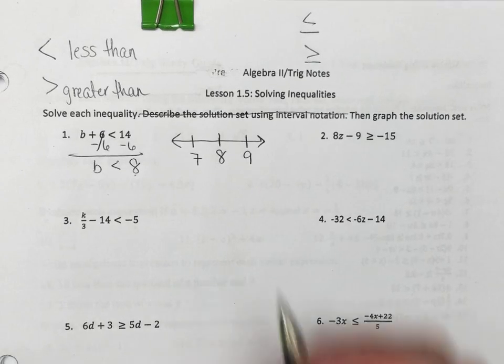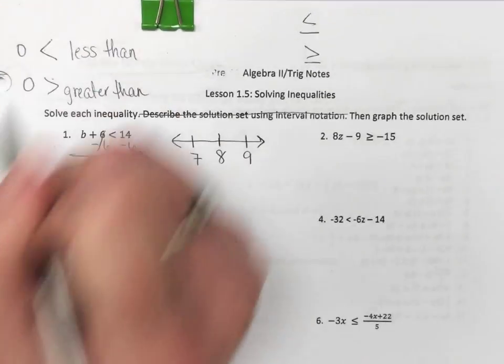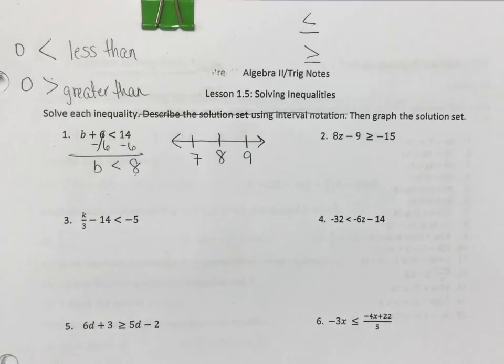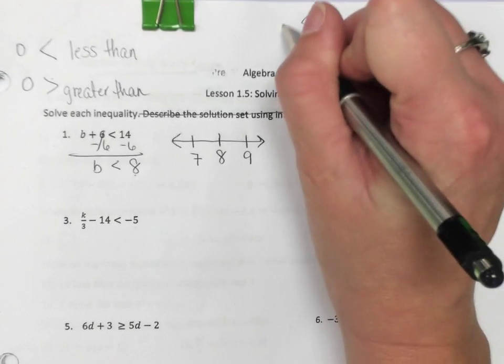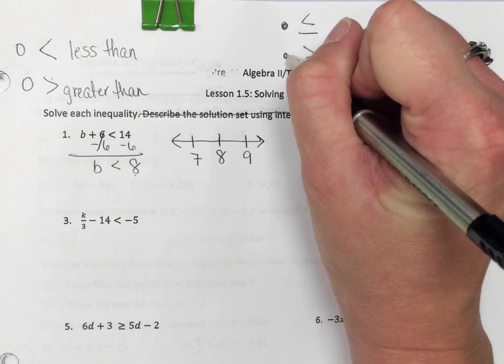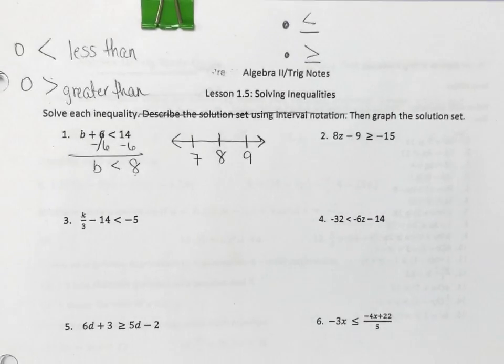Alright, so here's what you need to put at the top. Less than and greater than, if they don't have the equal to bar, they get an open circle. If they do have the equal to bar, they get a closed circle. I'm going to show you just a minute.